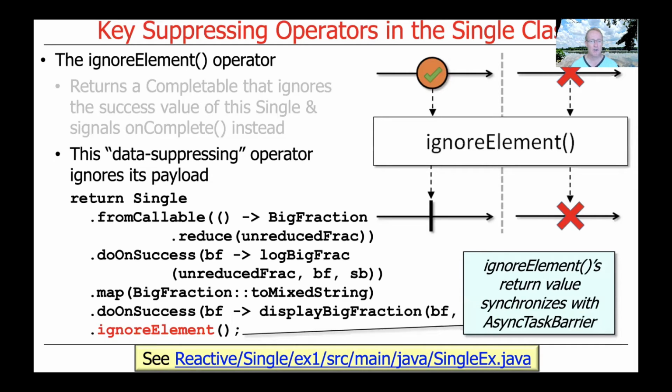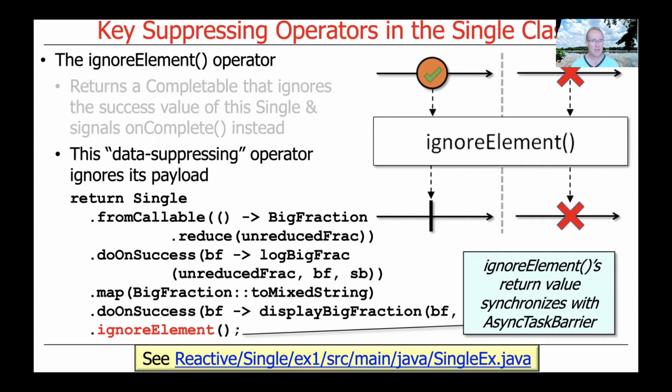Here's a simple example we'll look at further when we get into the case study at the end of this lesson. As you can see, we use the Single fromCallable factory method operator to take an unreduced BigFraction and reduce it. Then we use the doOnSuccess operator to log that reduced BigFraction. We then use the map transforming operator to convert that reduced BigFraction, which is a so-called improper fraction, into a mixed fraction using toMixString. We then log that using doOnSuccess. And finally, we return a Completable by invoking ignoreElement at the end of this Single chain.